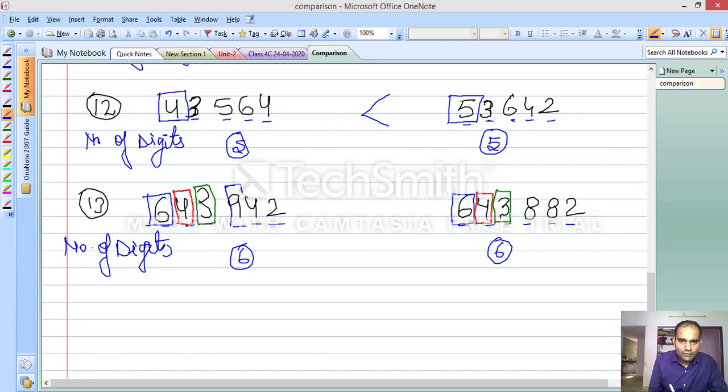This one is 9, and here we found the difference. Here is 8. Here is 9 and here is 8. So we found the difference here. Which one is greater, 9 or 8? 9. So this number will be greater. Let's take one more example like this.